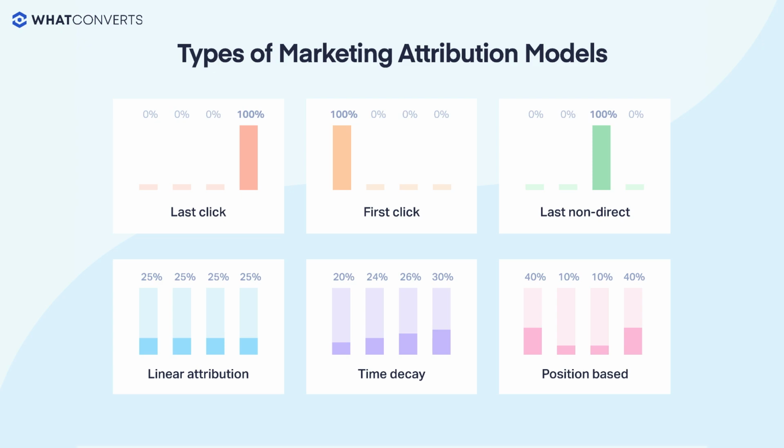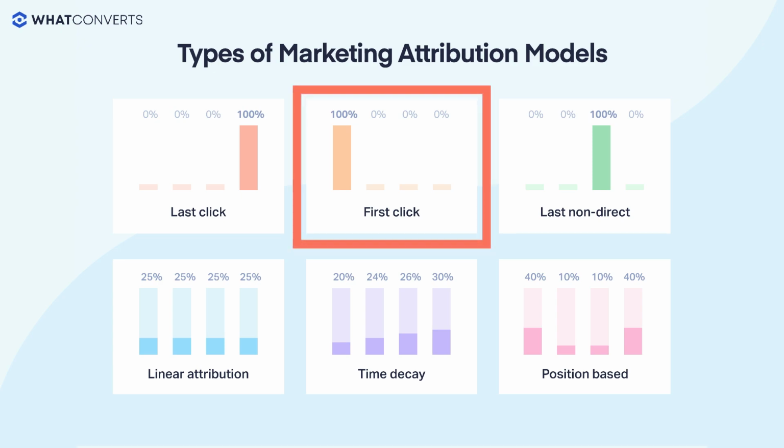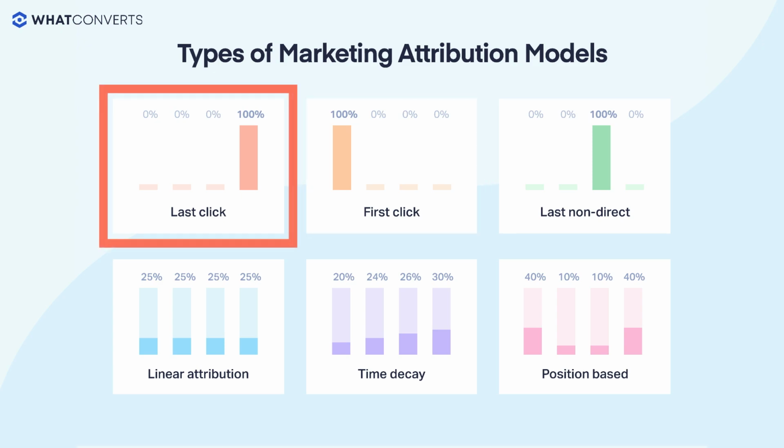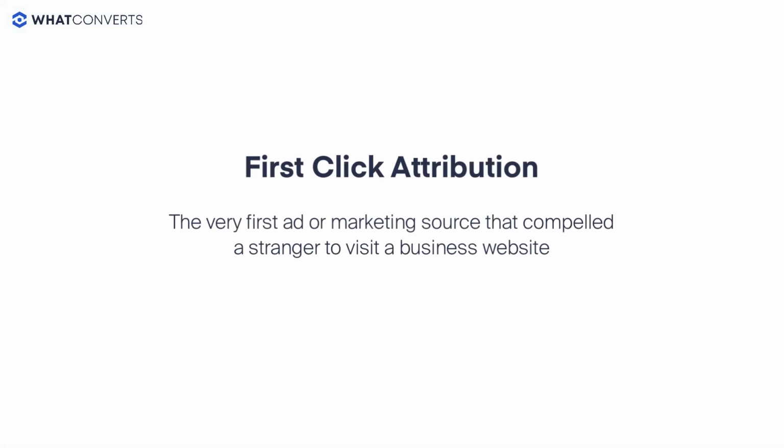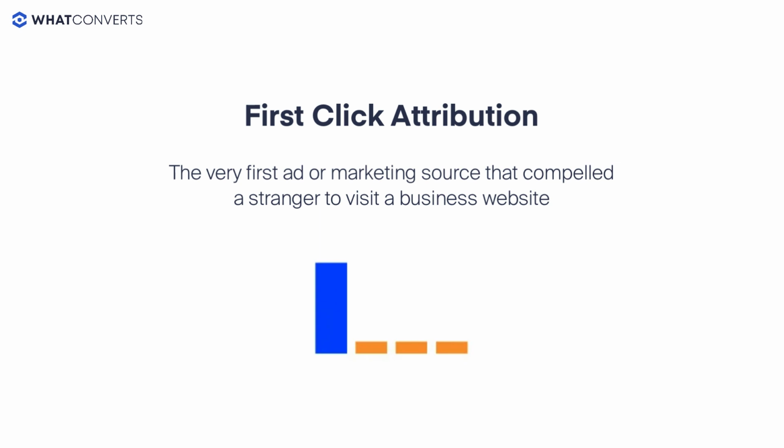Two fundamental marketing attribution models are first-click attribution and last-click attribution. As a business or marketer, it is useful to see what the very first interaction was between your brand and a potential customer. First-click attribution is basically asking the question, what was the very first piece of marketing, ad, or social media post that drove an individual to click a link and visit the business website?